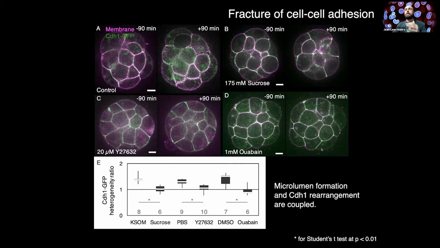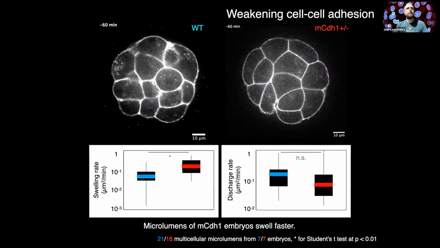So if this is indeed hydraulic fracturing, then having less adhesion would in principle allow the fluid to accumulate quicker at the cell-cell contact. And so for this, we used a mutant which lacks the maternal allele of E-cadherin. It still has a paternal allele, so it is viable and develops into a blastocyst and is actually growing into a mouse, which is fertile.